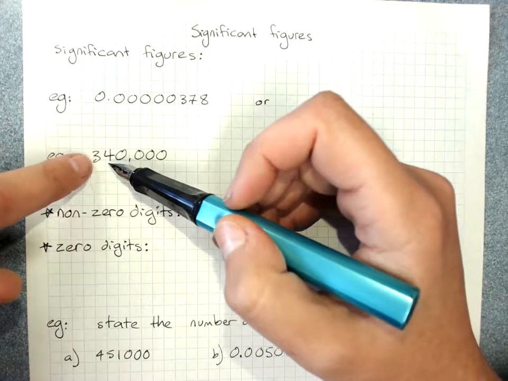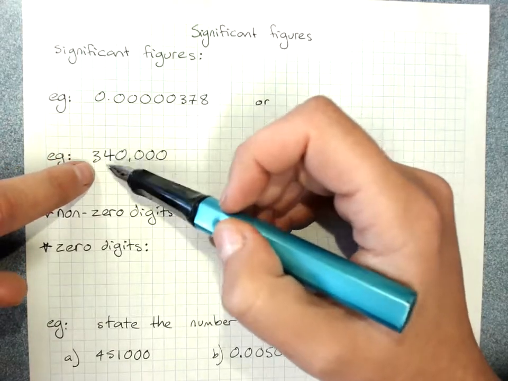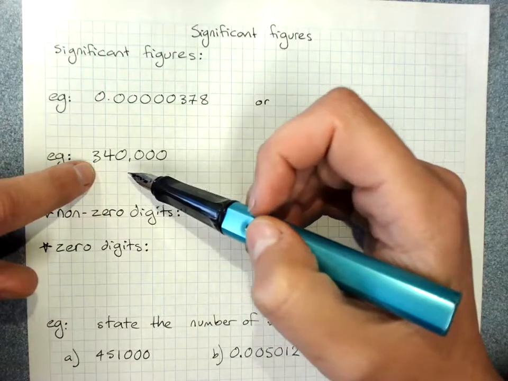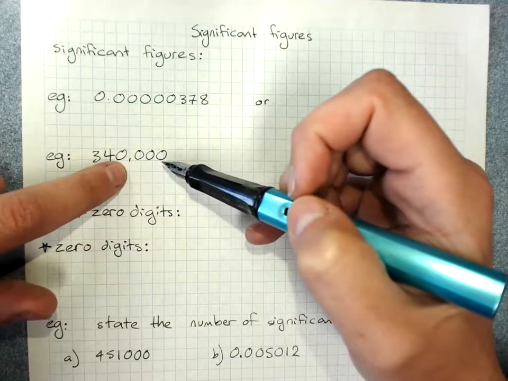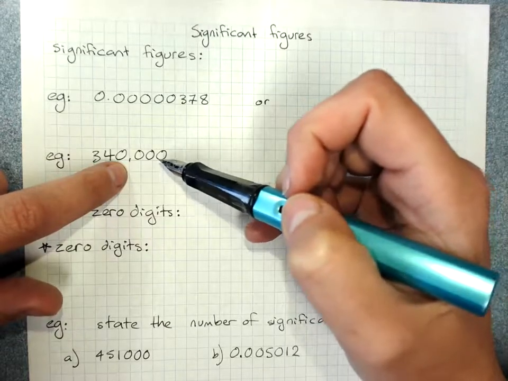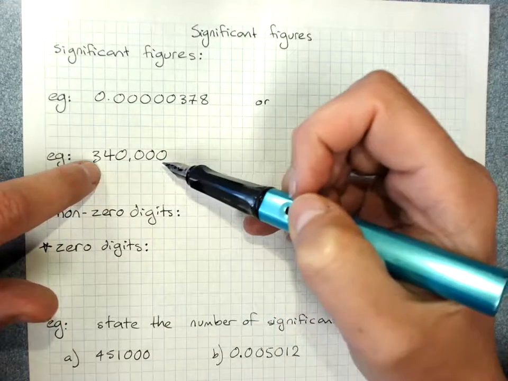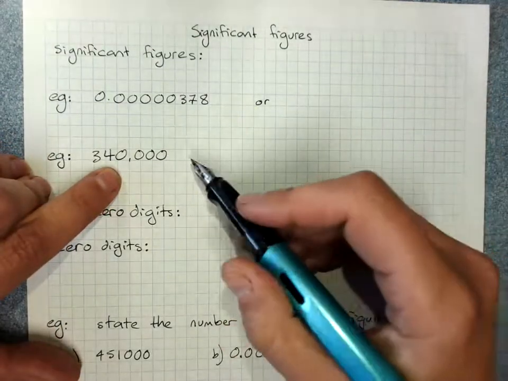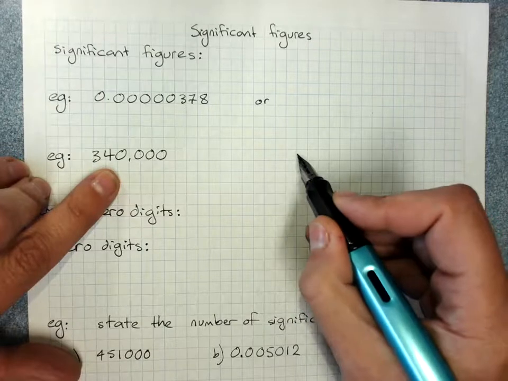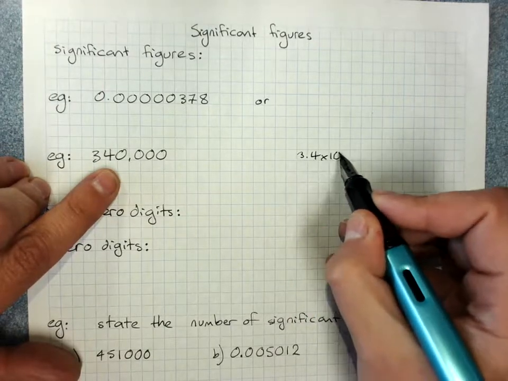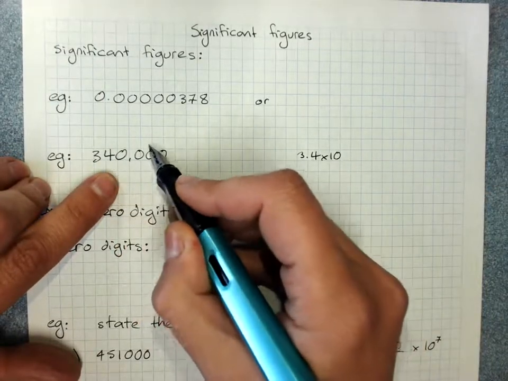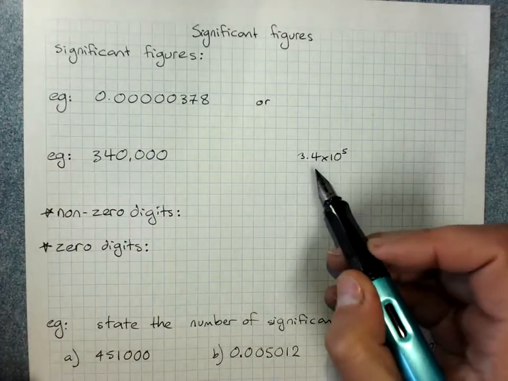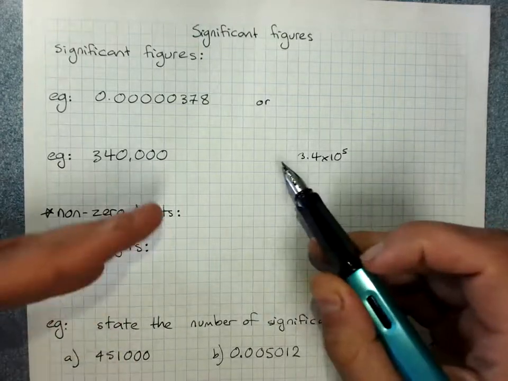I actually know there's 340,000, and yes, there's some variation in what this 4 could actually be, depending on how we'd round it. But these zeros are not significant. They're just placeholders to get me into the 100,000s. It can be easier to see this if we write it in scientific notation as 3.4 times 10 to the 5. This is all the significant information. The rest of the zeros are just telling us how big it is.